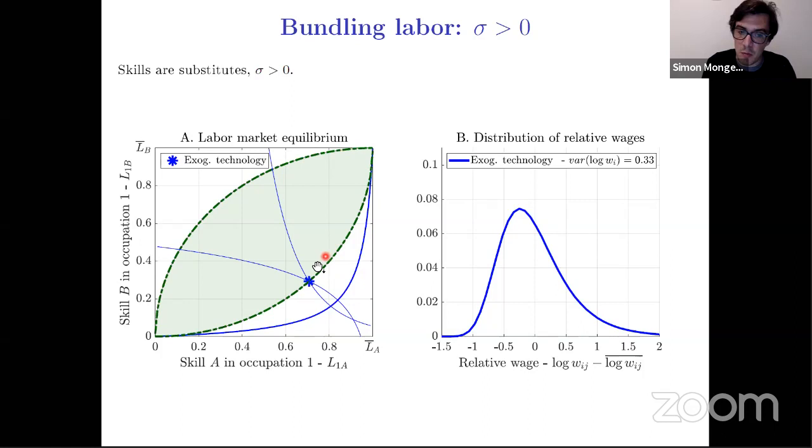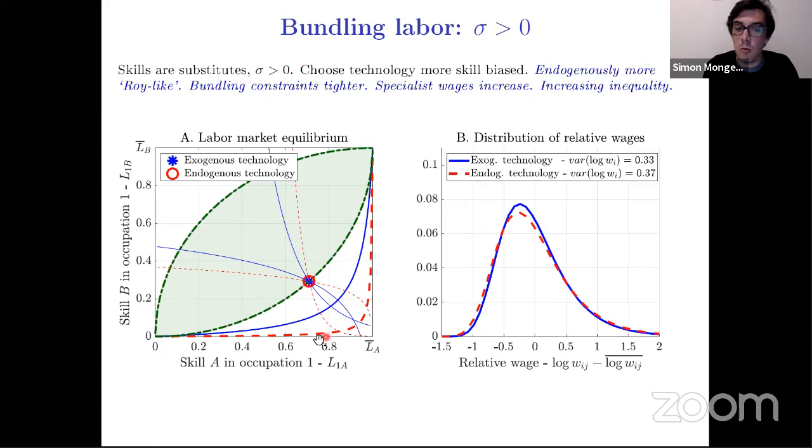But nonetheless, because these skills are substitutes, you want to choose technology which backs away from the skills to which your occupation is not biased, right? In equilibrium, you don't go all the way to a Leontief technology, but you choose a technology where the bundling constraint is binding, but is more binding. The within occupation gradient of skill prices increases and becomes steeper, and the distribution of relative wages fans out, and within occupation inequality increases. And this is how we think of the experience of high skill occupations.